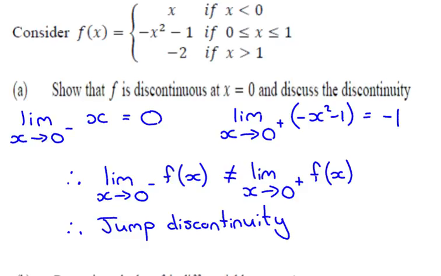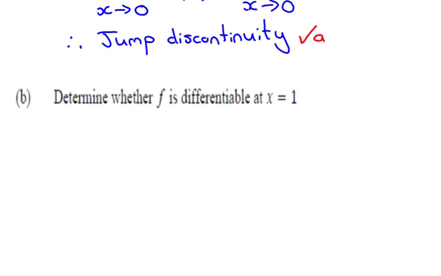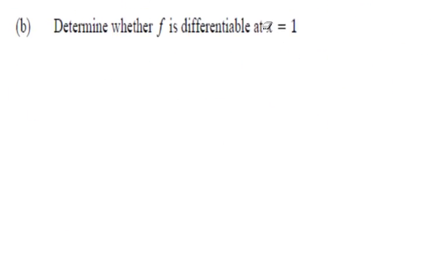Mark allocations for that question. You get one accuracy mark here, an accuracy mark for stating that, and another accuracy mark for getting the correct type of discontinuity. Now the next question says, determine whether f is differentiable at x is equal to 1. Now that's different to continuous, but you first need to check whether the function is continuous at that point. If it's not continuous, then obviously it's going to be non-differentiable straight away. But we need to check.